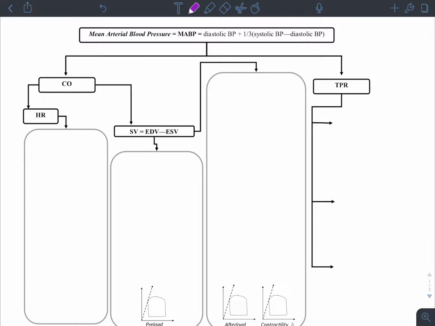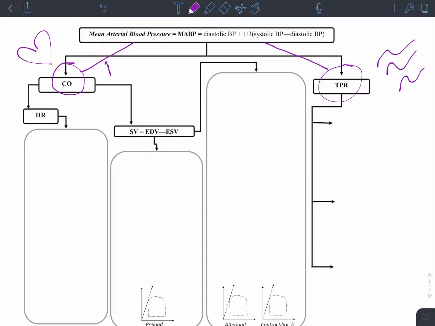Welcome to this video that goes ahead and explains all of our flow chart that we've learned for mean arterial blood pressure. This is subdivided into cardiac output and total peripheral resistance. Remember, cardiac output is just affecting the heart, and total peripheral resistance is affecting mainly the arteries. And both of these contribute to blood pressure.